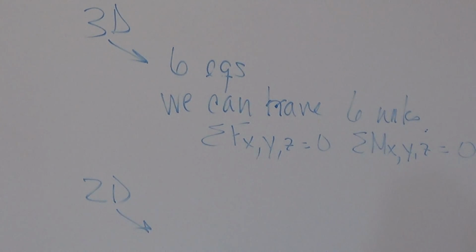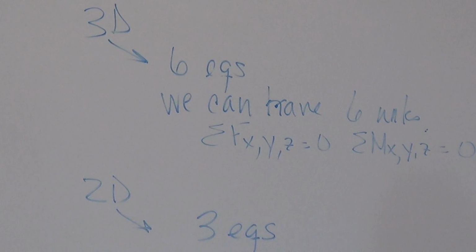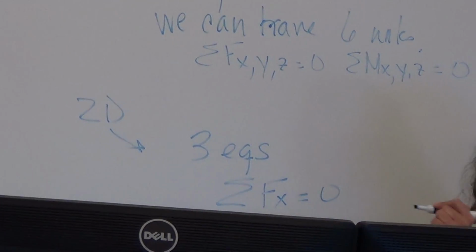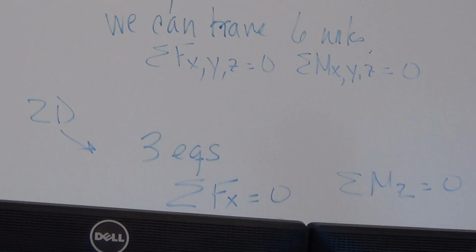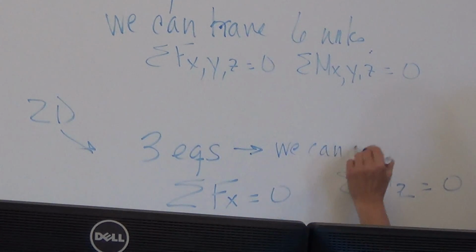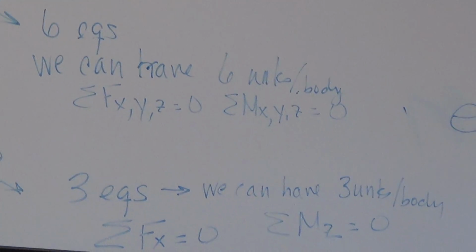So how many equations do you have? Everybody says yes, 3 equations. What are those equations? Sum of the forces in the x equals 0. Sum of the forces in the y equals 0. And? Yes! Sum of the moments in the z equals 0. So, if we have 3 equations, we can have 3 unknowns. And this is per body, right? Just like 6 per body. Everybody good?